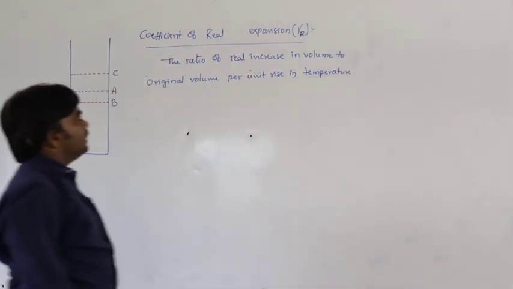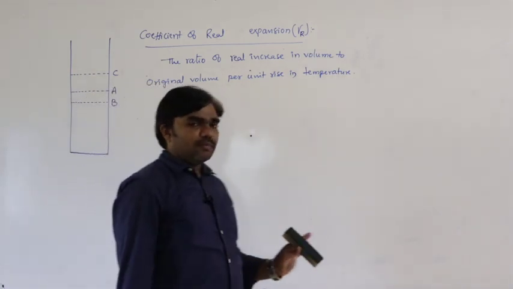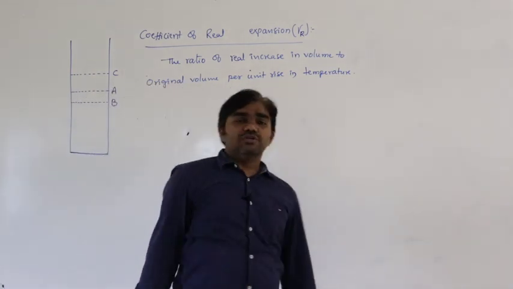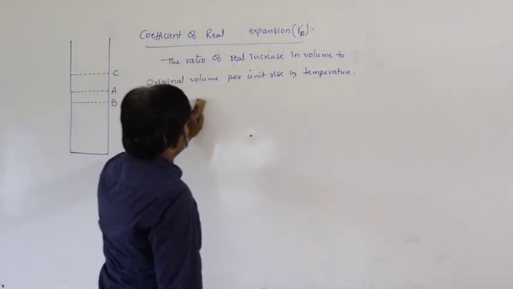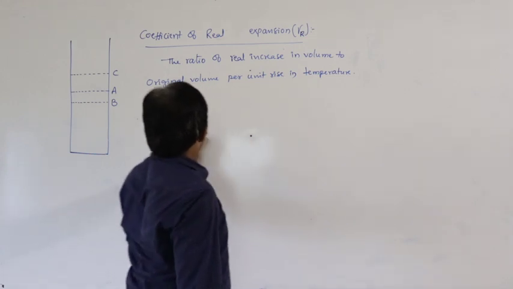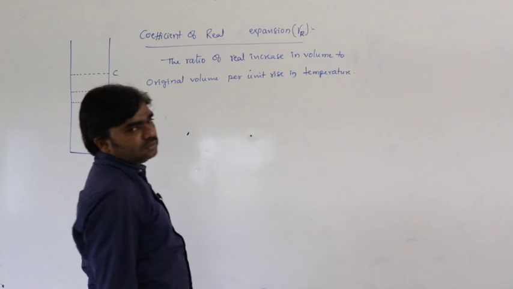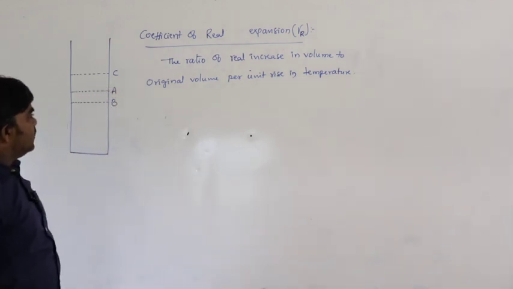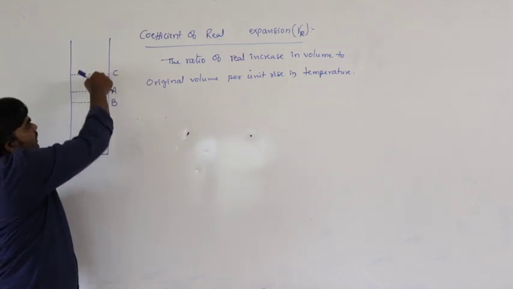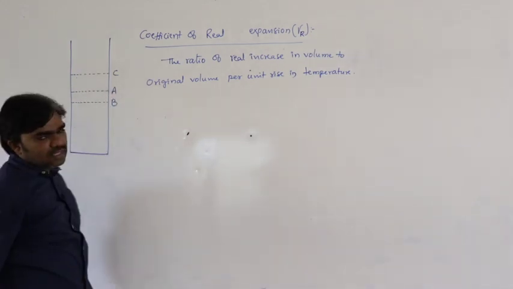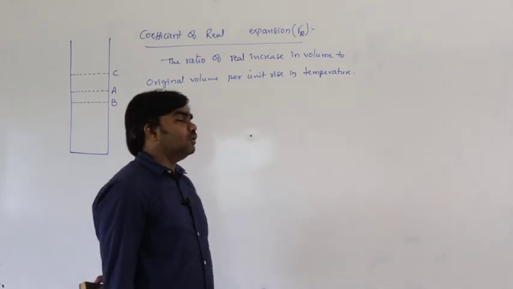So that is the coefficient of real expansion. The first one is the coefficient of apparent expansion and the next one is the coefficient of real expansion. It is defined as the ratio of real increase in volume to original volume per unit rise in temperature. What is the real increase in volume? First the liquid level falls to the point B and then rises. That's why BC is the real increase in volume.